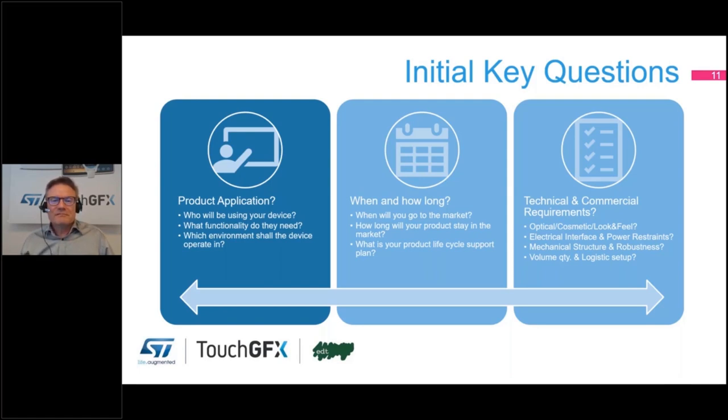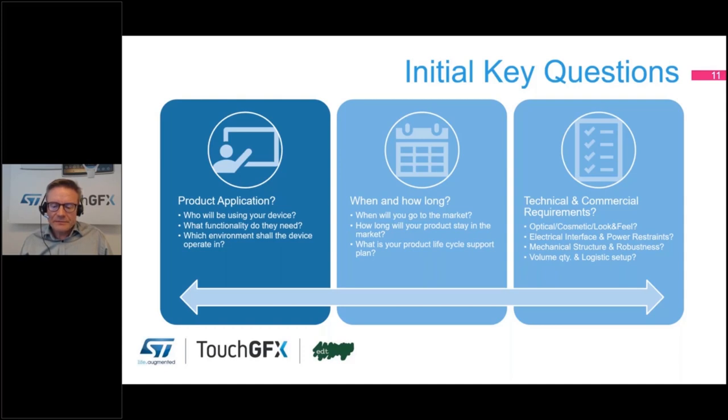First of all, let your supplier know what the application is, who is using your device, what kind of functionality you are after, and especially which environment you want your device to operate in. Those are very, very critical questions. The second question concerns a commercial angle. How long are you planning to have your product in the market? How many times are you willing to invest in redevelopment when a component or a material reaches an end-of-life scenario, et cetera? Those are some questions that you have to be aware of. And then, of course, we can dig into the technical details and the technical requirements that you will be facing.